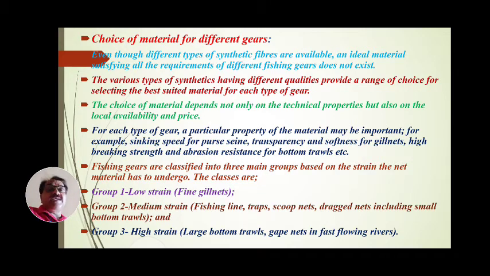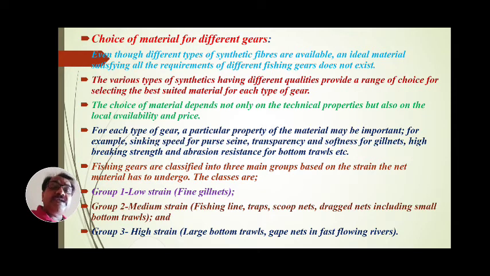Fishing gears are classified into three main groups on the basis of strain on the net material, how much strain occurs and how strong that material is. Depending upon that material, these fishing gears are classified into three groups. First, low strain: the material selected is of low strain, low strength, and it is used in fine gill net.